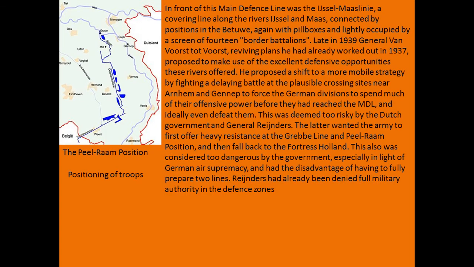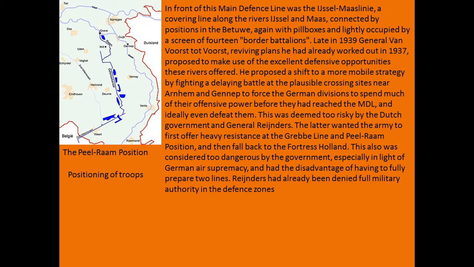So for the Dutch, the main defense line was the IJssel-Maas Line, a covering line along the rivers IJssel and Maas, connected by positions in the Peel. Again, with pillboxes and lightly occupied by a screen of 14 border battalions. Those are small border battalions, basically border patrol units.